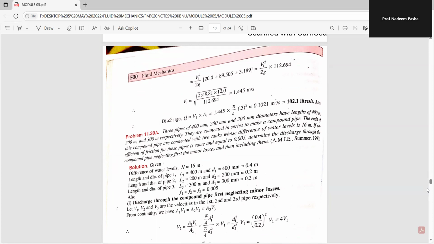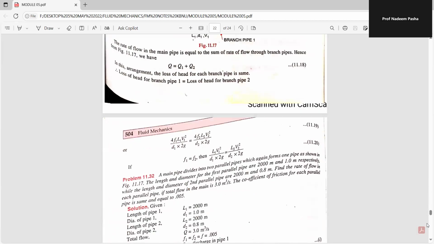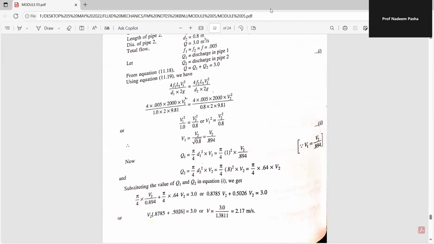This problem is somewhat lengthy, but it is very important. In the next class, we will see some other types of problems, the equivalent pipe problem, and pipes in parallel also.